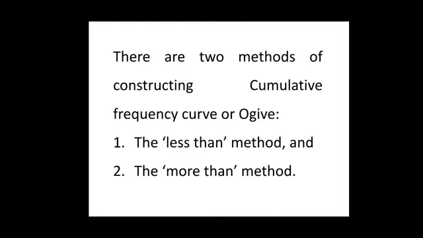Dear students, there are two methods of constructing a cumulative frequency curve or Ogive. First, the less than method, and the curve obtained by using the less than method is called less than Ogive. Second method is the more than method, or we can also call it the greater than method, and the curve constructed based on the more than method is called more than Ogive or greater than Ogive.